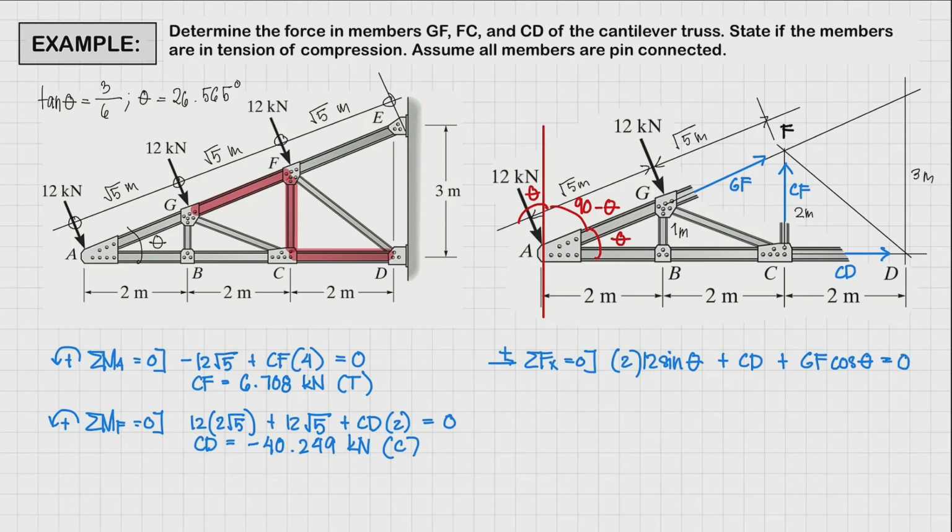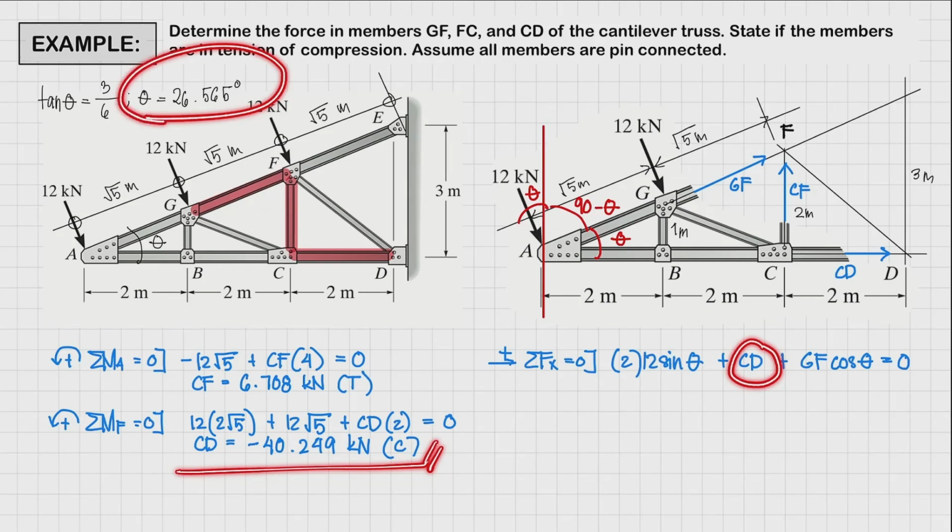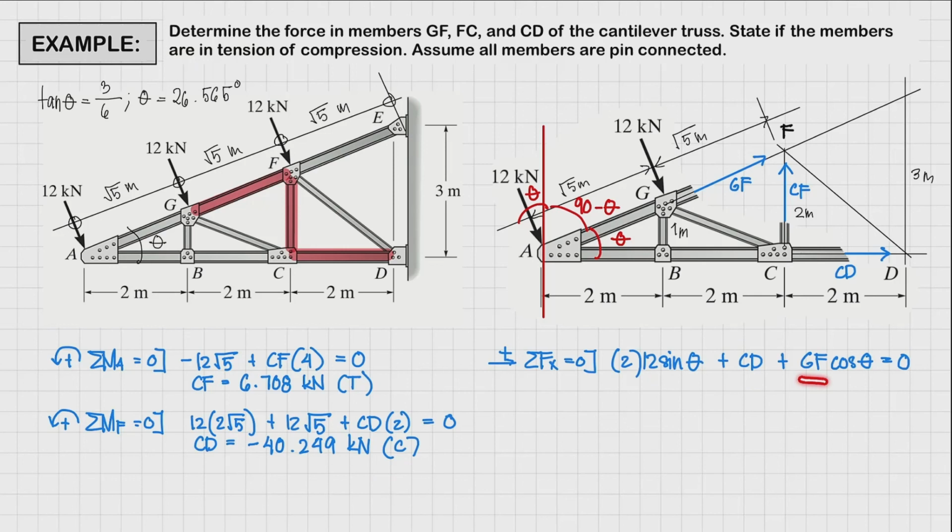Alright? So we already know CD from our previous solution. We know theta. Theta is going to be 26.565 degrees. So we can now solve for GF. And our GF is going to be equal to 33 kilonewtons. And that's going to be positive, so that means it is under tension, right? So those are the final answers for our problem.